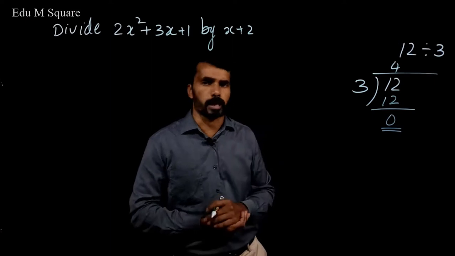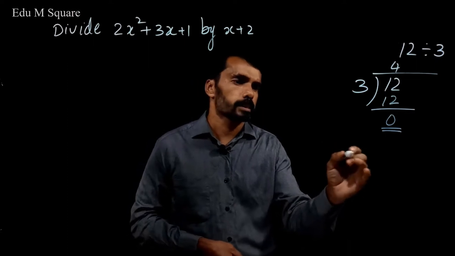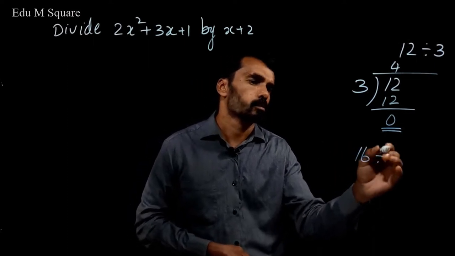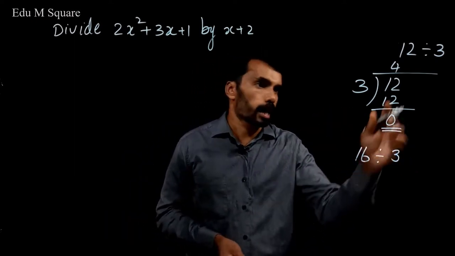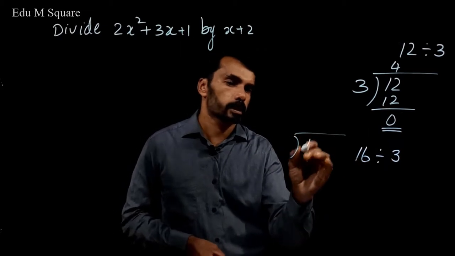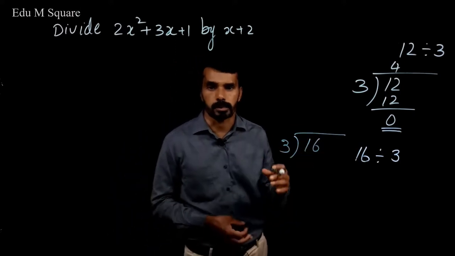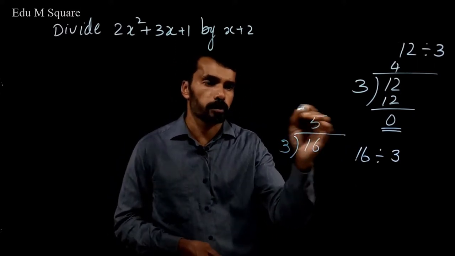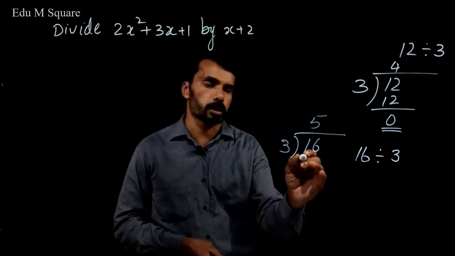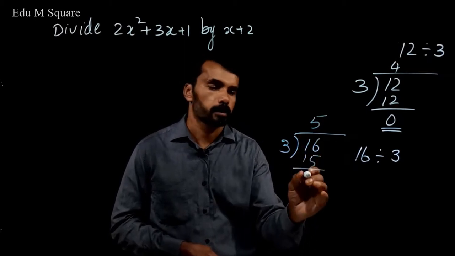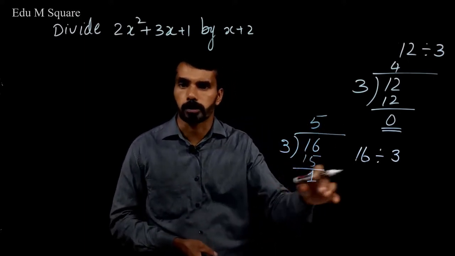Let us consider one more example. We have to divide 16 by 3. We write 16, then the divisor 3. Now divide. In 16, how many 3's are there? 5 threes. So we write this 5 in the quotient. Then multiply 5 into 3, 15. Next subtract, then 16 minus 15 is equal to 1. We stop the division process here.